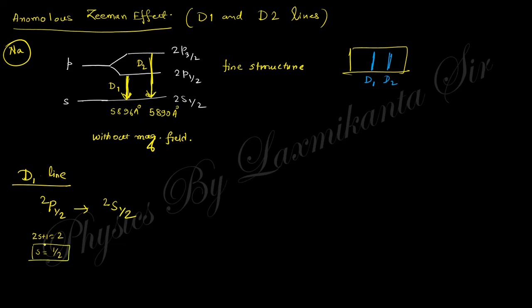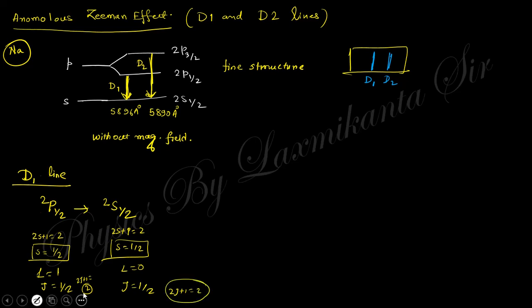So the spin is not equal to 0, so this is not a normal Zeeman effect, this is the anomalous Zeeman effect. Similarly here 2S plus 1 is equal to 2, so S equals 1/2 also. P means L equals 1, S means L equals 0. And J is 1/2, 1/2. So 2J plus 1 is 2 here, and here also 2J plus 1 equals 2. So the splitting of the energy level will be 2 and 2.